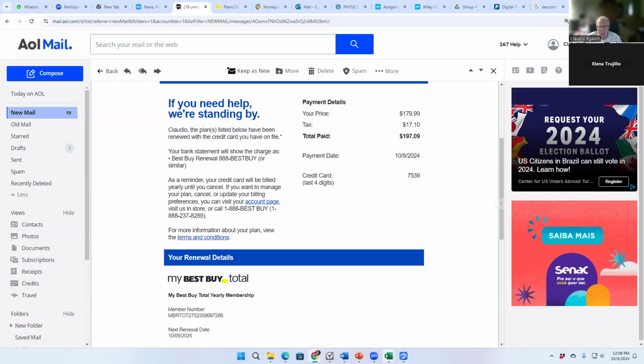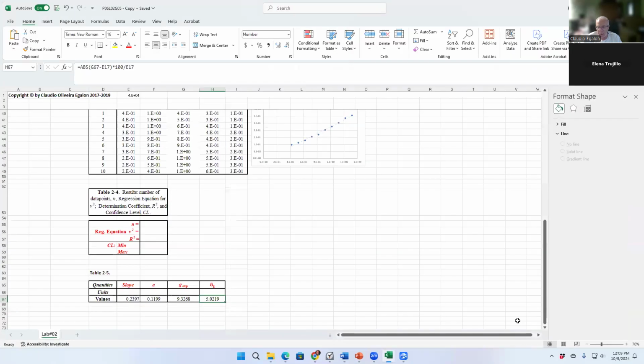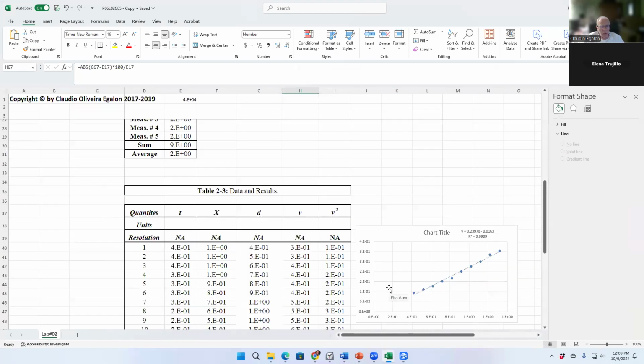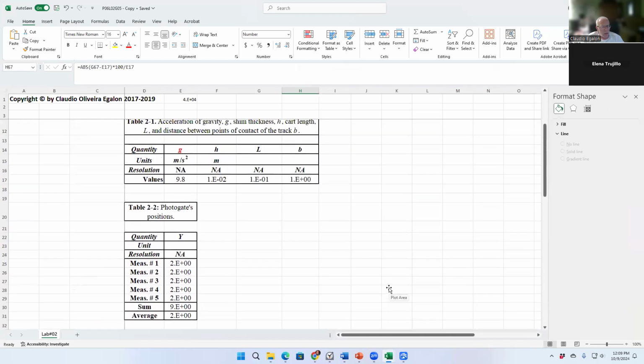Let's see. Which group are you with? I'm in group 5. Okay, let me get your spreadsheet. Okay, so here's the spreadsheet, right? What do you want to do? I didn't quite understand.